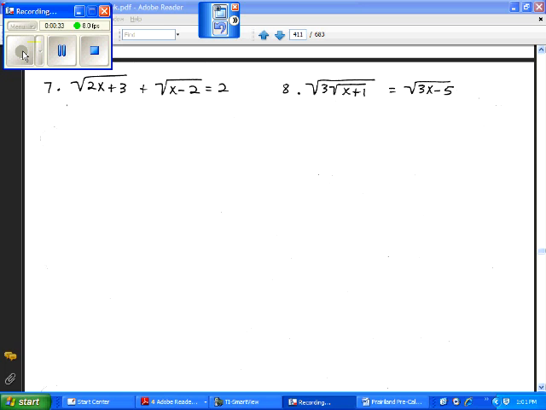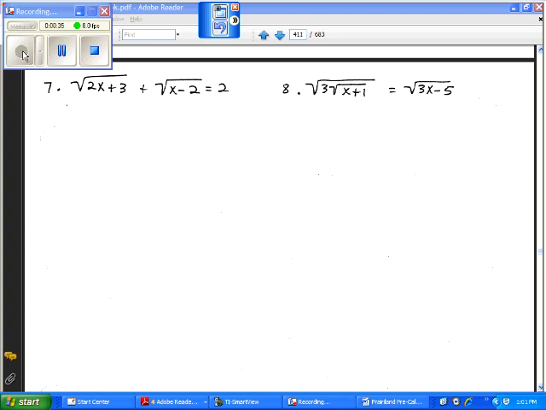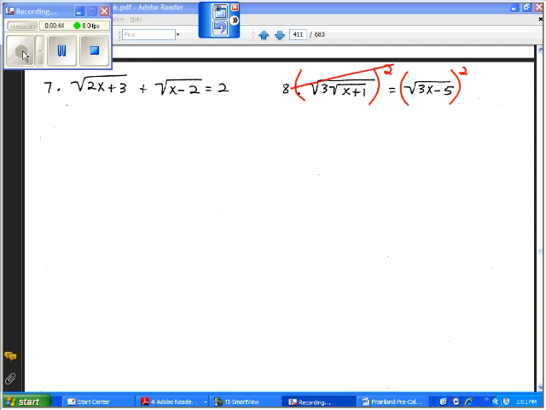Okay, so number 8, we have an isolated radical on both sides. So we're going to square both sides to eliminate the radical situation. It's going to cancel that outside radical, and that square is going to cancel that radical. And we're going to have 3 square root x plus 1 is equal to 3x minus 5. You understand that?